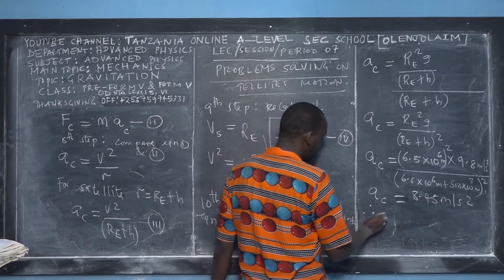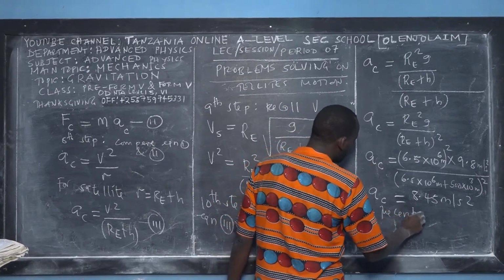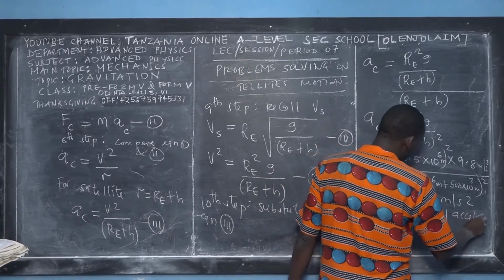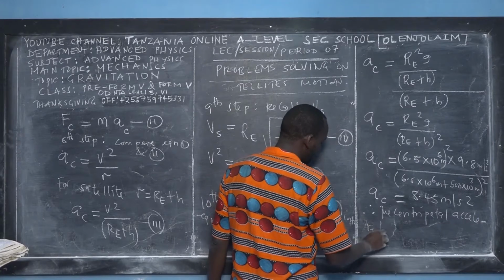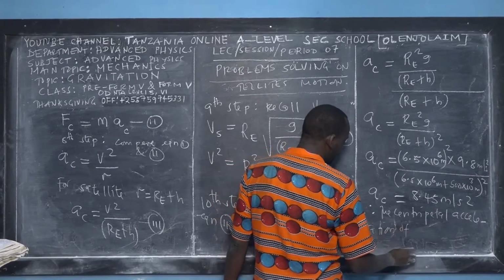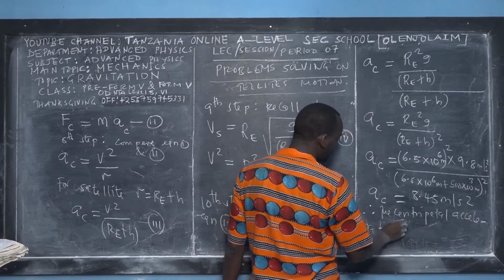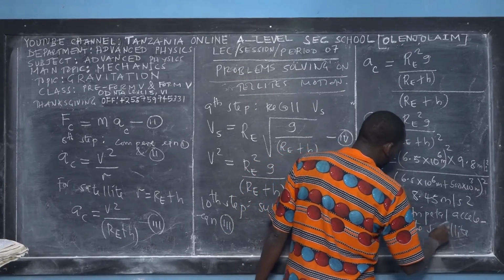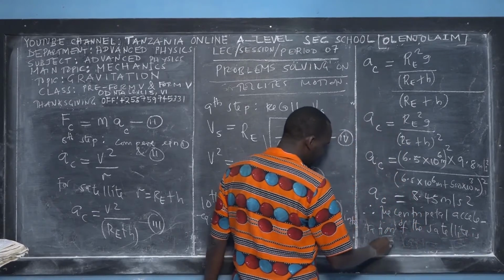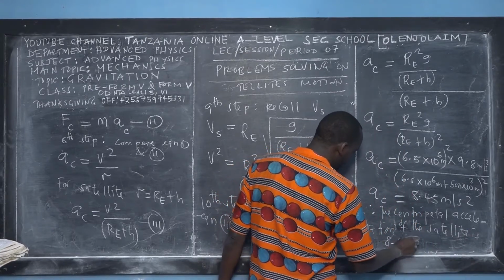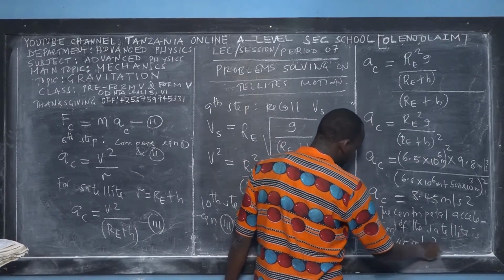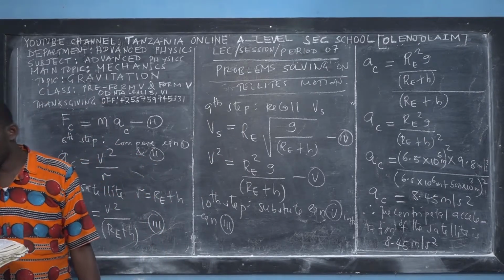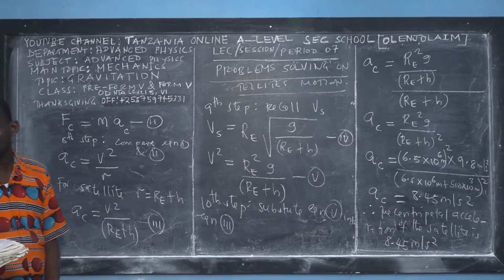Therefore, we say that the centripetal acceleration. So you see, you understand now why I wrote the concept: the centripetal acceleration of the satellite, or provided by the satellite, is 8.45 meter per second square. So that's the response to that question, because it is the centripetal acceleration of the satellite.